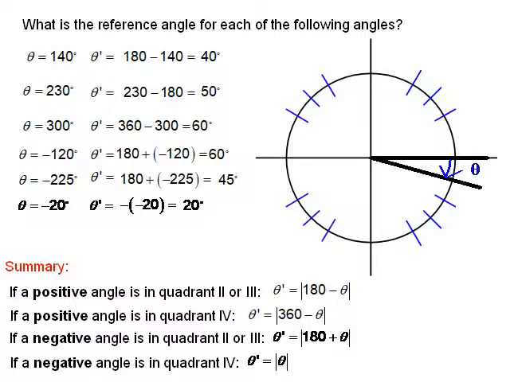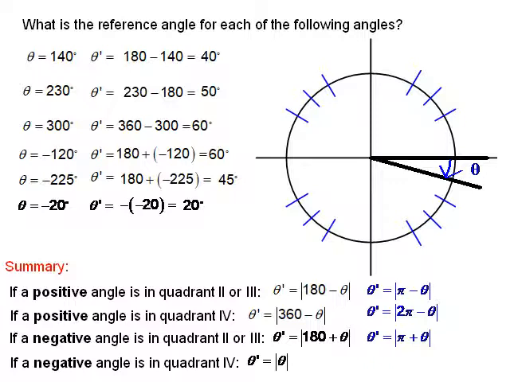If our angle terminates in quadrant 4, then our reference angle is just the absolute value of theta. Now remember, if we are in radians, it is not 180 and 360, it is pi and 2 pi. So for a positive angle in quadrant 2 or 3, the reference angle is going to be the absolute value of pi minus theta.